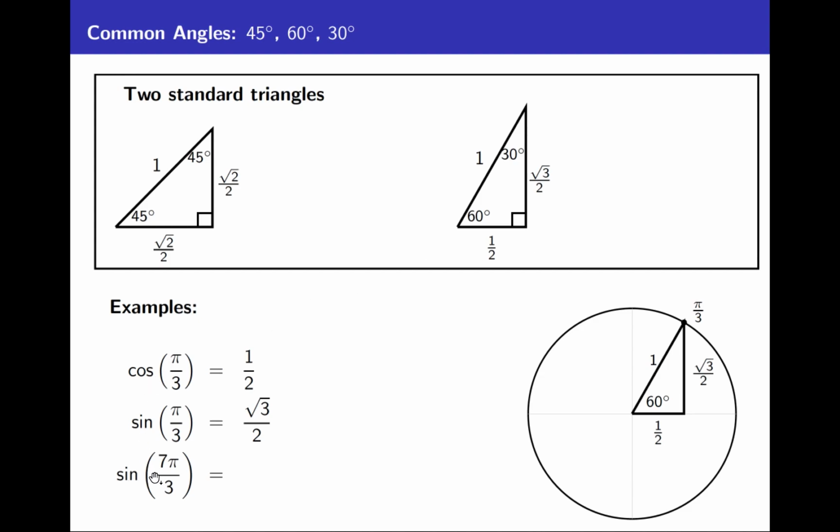What if we had sine of 7 pi over 3? Let's figure out where 7 pi over 3 is. Here's pi over 3, 2 pi over 3, 3 pi over 3, 4 pi over 3, 5 pi over 3, 6 times pi over 3, 7 times pi over 3. It's right there, right at pi over 3. So sine of 7 pi over 3, that's going to be the y-coordinate of this point at radian measure 7 pi over 3. And again, that's the square root of 3 over 2.